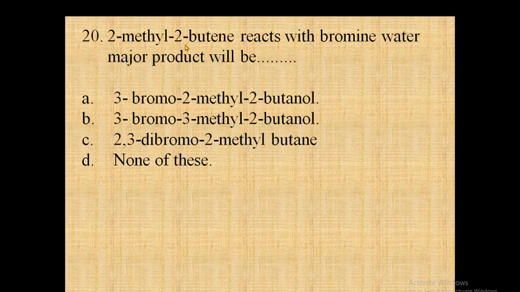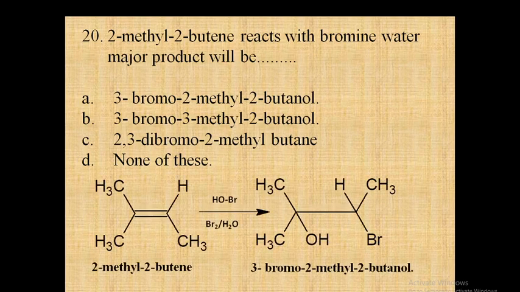Next, 2-methyl-2-butene reacts with bromine water, then the major product will be 3-bromo-2-methyl-2-butanol, 3-bromo-3-methyl-2-butanol, 2,3-dibromo-2-methylbutane, or none of these. Let's see the reaction. So here it is 2-methyl-2-butene.